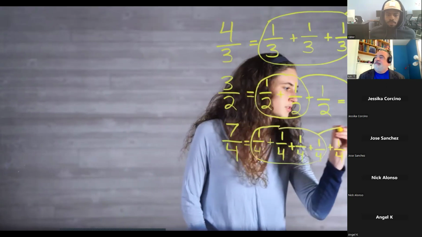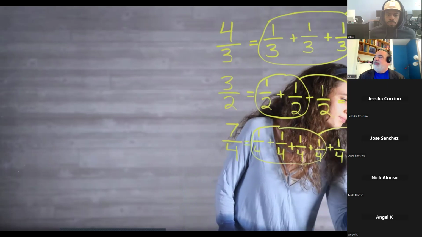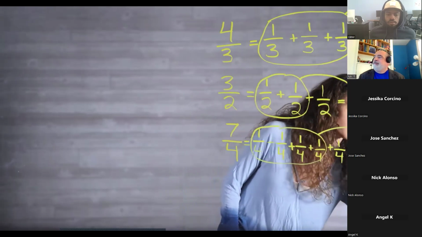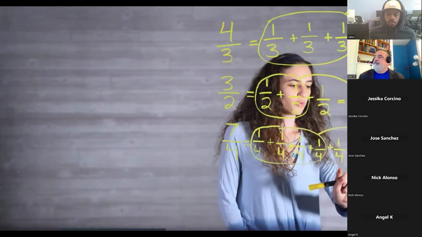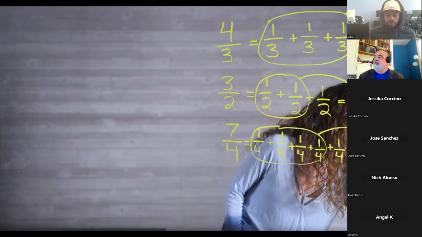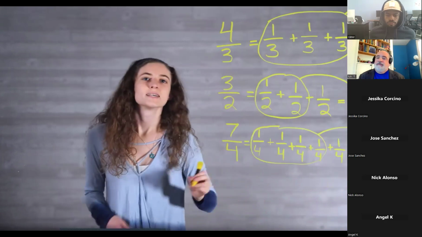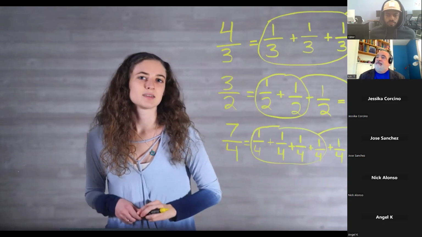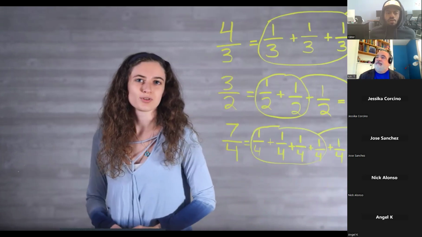So these 4/4 pulled over to equal 1, and we're left with 1, 2, 3/4. 7/4 written as a mixed number is 1 and 3/4.